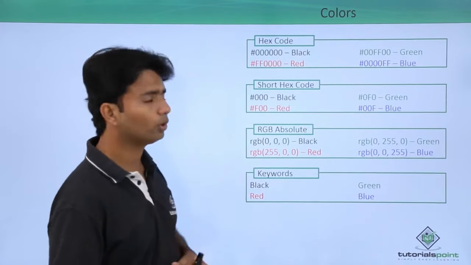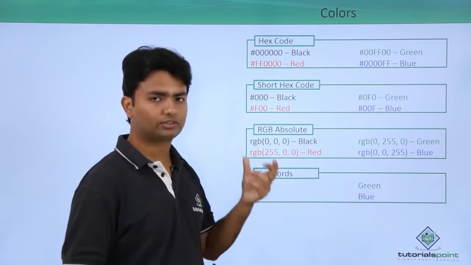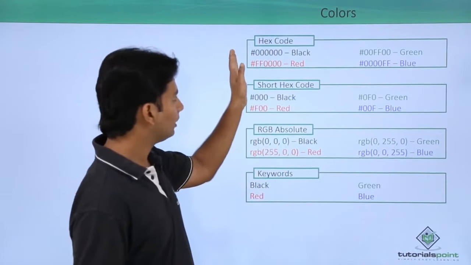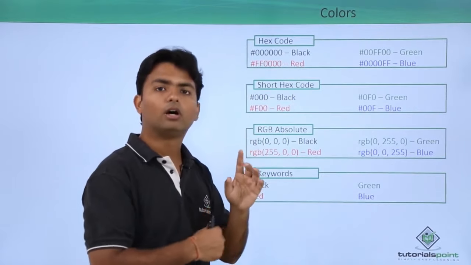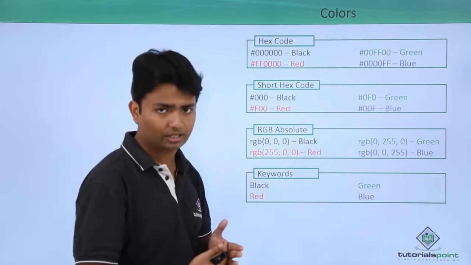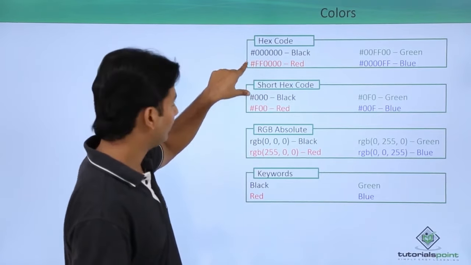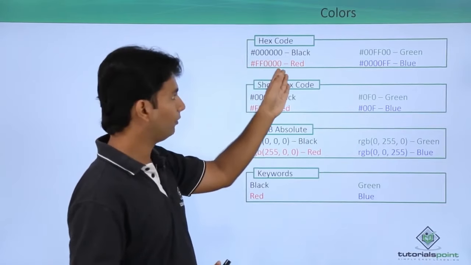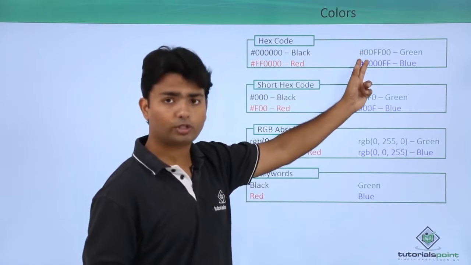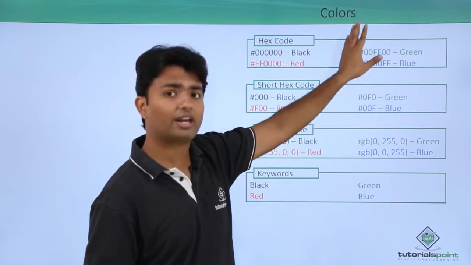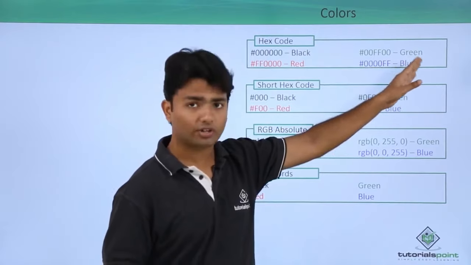The first one is the hex code, where I'll start with a hash and then follow it with a 6-digit value, which can be anything from 0 to F. If I put 0, it means red, green, blue are all not participating, so it is going to be black. The first 2 digits are for red. As you can see, when I put F in the first 2, it is red, and the remaining are 0. Similarly, if red and blue are 0, the first 2 are for red, the next 2 for green, and the last 2 for blue. So here the middle 2 are for green, so it is going to give you green.